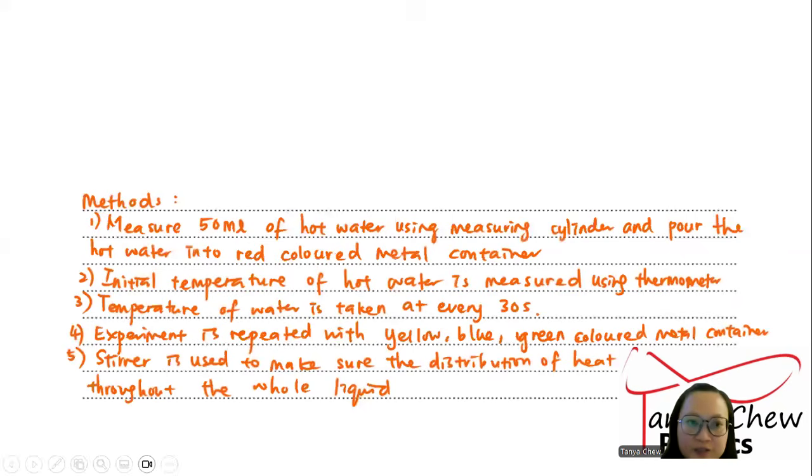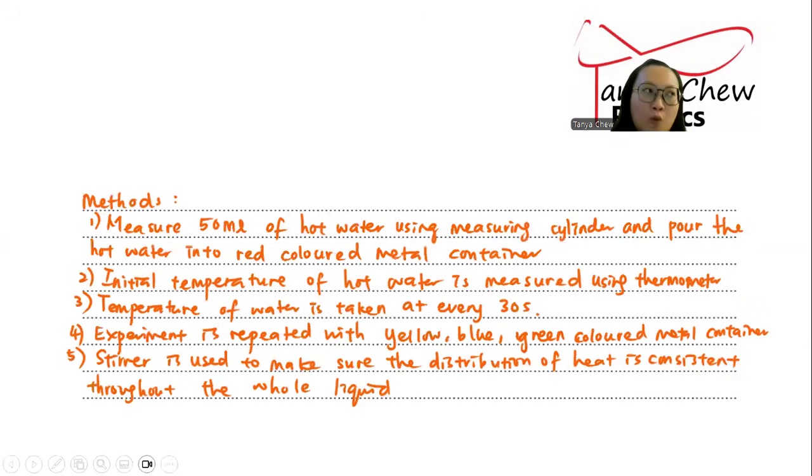So look at my answer. One or two passive questions actually. So the method is that I wrote measure 50 ml of hot water using measuring cylinder, and then you pour hot water into the red color metal container, and then you take the initial temperature of the hot water by using thermometer, and the temperature of the water is taken every 30 seconds. Don't say 5 minutes, right? Don't use minute, use second, right? Experiment is repeated with yellow, blue, green, purple colored metal container. So the stirrer is one of the safety precaution, to make sure the distribution of heat is consistent throughout the whole liquid.